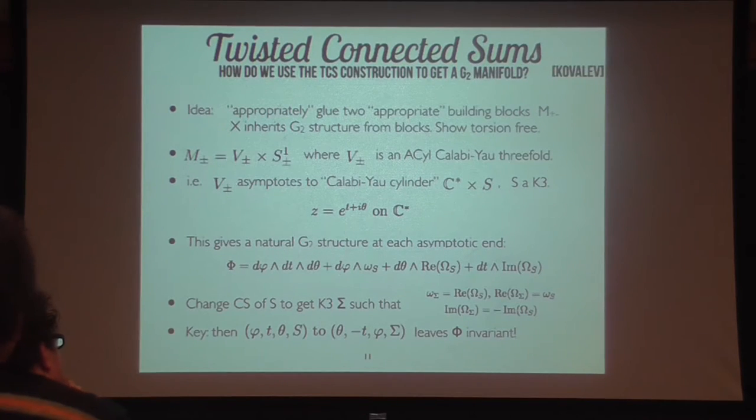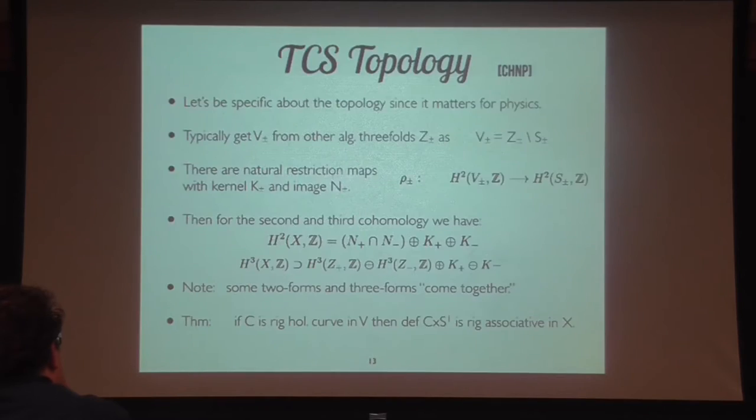So this is the Kovalev twisted connected sum construction. And the question is, how do we use the twisted connected sum construction to get a G2 manifold? The basic idea is to appropriately glue two appropriate building blocks, M plus and minus, and X inherits a G2 structure from these building blocks, and then show that it's torsion free, because that gets you that the holonomy is contained in G2. In fact, these manifolds have trivial fundamental groups, so in particular, it's holonomy G2. So M plus minus is a 7-manifold that's, I'm getting way ahead.